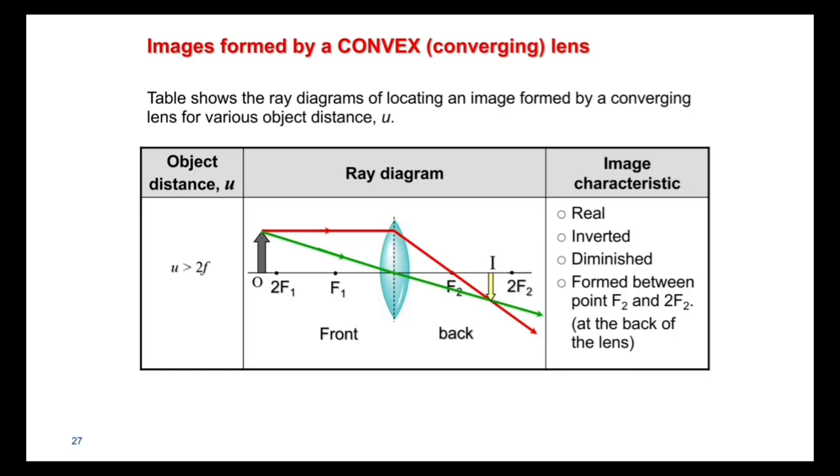Here we have ray diagrams for a convex lens with different positions of the object. Number 1, if the position of the object is greater than 2 times the focal length, the image that you will get is formed between point F and 2F, and it is formed at the back of the lens, meaning the opposite side from the object. Therefore, the image is called real, and it is inverted and diminished.